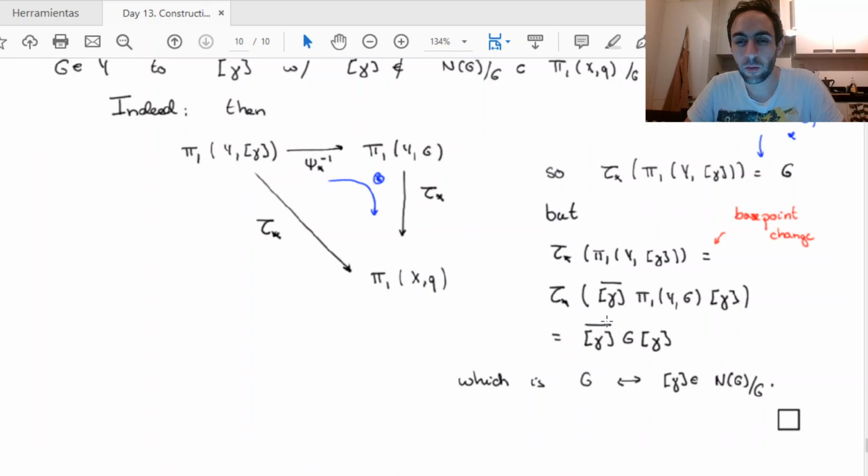So that means that we're getting some other group. This group and this group don't have to be the same in general, because when you conjugate a group, you don't always get the same one. You get the same if and only if gamma is in the normalizer. And that is the proof.